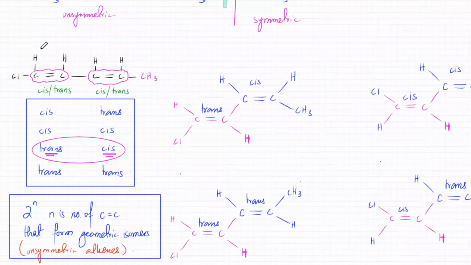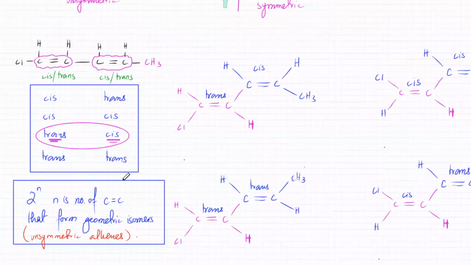So we did an unsymmetric alkene, and I showed you that if it has two double bonds, they would have four different arrangements. There would be four different geometric isomers for this entire molecule. The first one would be cis, the second one would be trans. The first one would be cis, the second one could be cis as well. The first one can be trans, the second one is cis, or both of them are in the trans version. We did that, and I showed you all of them.